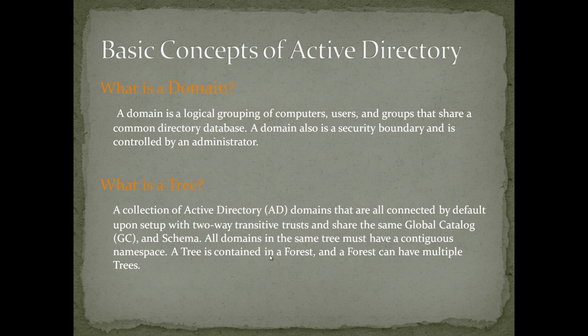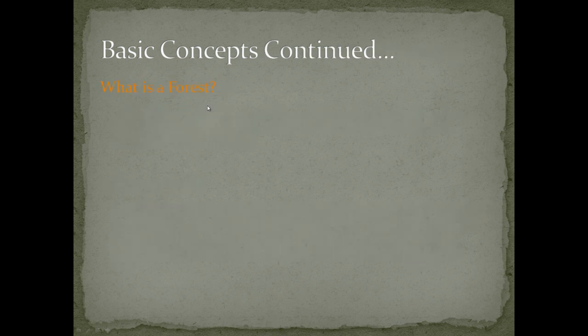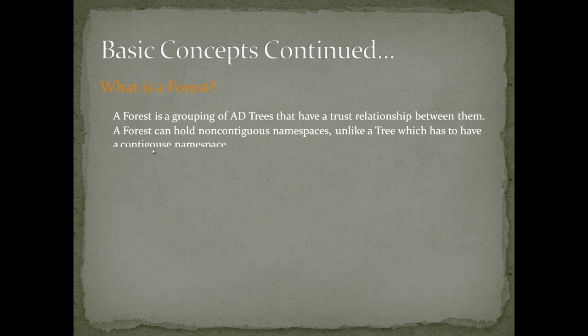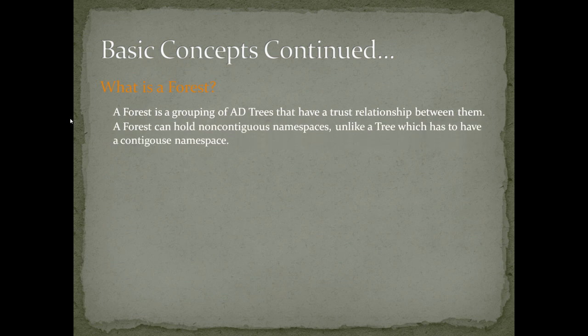Picture a tree and branches, and all the branches are your different domains, but at the bottom they all connect to the same root tree, which we will get into. And a tree is contained in a forest, and a forest can have multiple trees. We'll see that in a second. So what is a forest? Well, I kind of just explained it, but a forest is a grouping of all the Active Directory trees that have a trust relationship between them. So a forest can hold non-contiguous namespace, unlike a tree, which has to have a contiguous namespace.